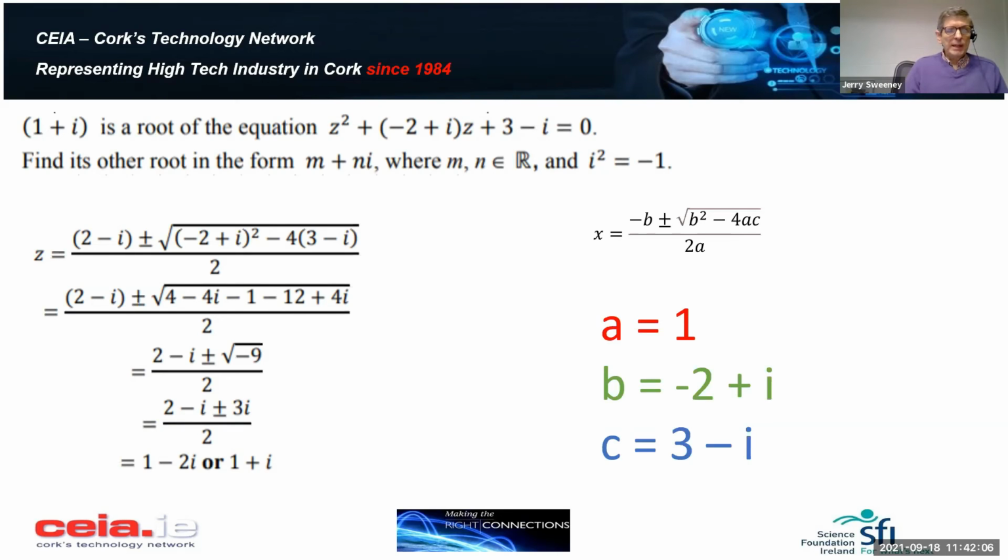But this time we have complex coefficients. So a is 1, that's a real coefficient, but b is 2 plus i, which is a complex coefficient, and c is 3 minus i. I beg your pardon, I said that wrong. The c coefficient is 3 minus i, and that is also complex.